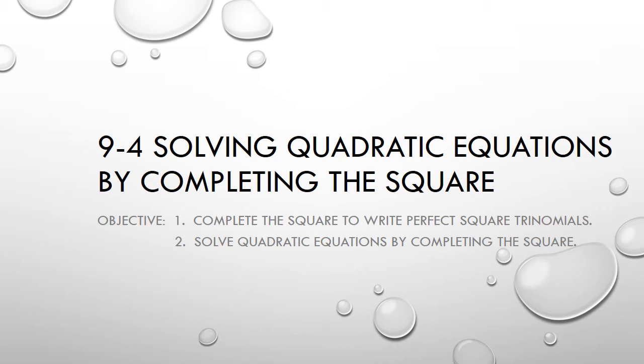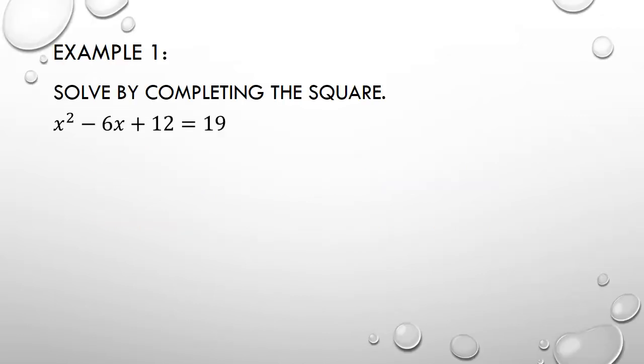Alright, today we're going to be learning solving quadratic equations by completing the square. We already know how to solve by factoring, and here's another way that we can solve, and that's called completing the square. So our objective for today is to be able to complete the square in order to write perfect square trinomials and to solve the quadratic equations by completing the square. So let's go ahead and get started looking at example 1.